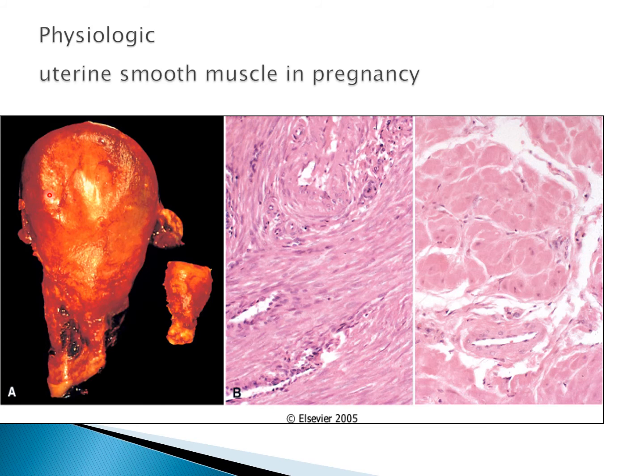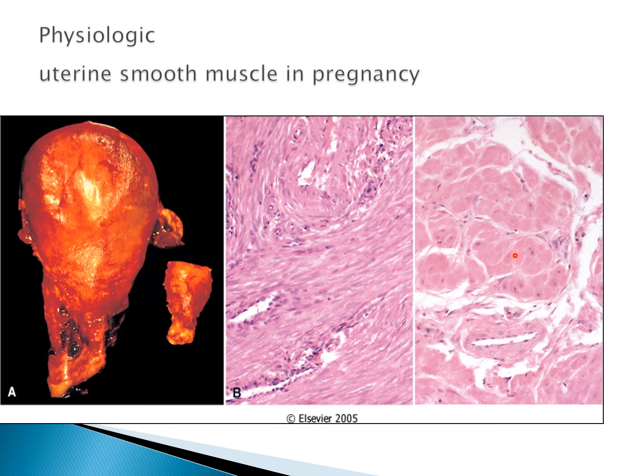A normal increase in hormones during pregnancy will lead to hypertrophy of the smooth muscle cells of the uterus and hyperplasia. This is the normal appearance of the smooth muscle cells, spindle in shape, and this is the hypertrophied smooth muscle cells during pregnancy.